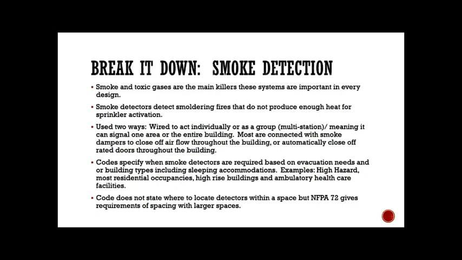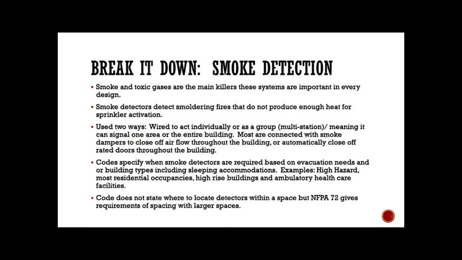Let's talk about smoke detection. Smoke and toxic gases are the main killers, so that's why these systems are important in every design. Smoke detectors detect smoldering fires that may not produce enough heat to activate the sprinkler system, but we need to know that it's combustible and it's going to be growing, so it indicates when there's smoke. Smoke detectors are used in two ways. They are wired to act individually or as a group, which is referred to as multi-station, meaning it can signal one area or the entire building.